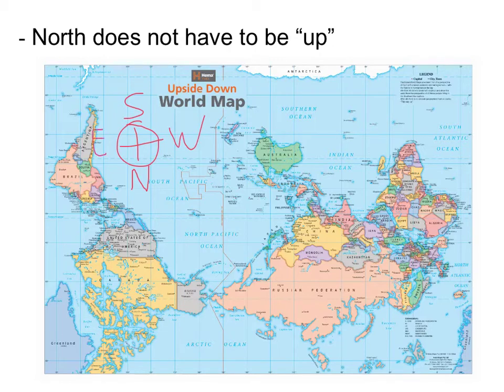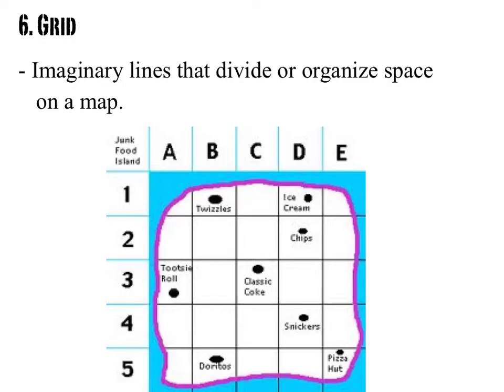So you have to pay attention to your compass rose, especially when it's a peculiar map or a large scale map, which is the name for a map that only covers, say, a small amount of territory, like, say, the middle of Mongolia. Next up is the grid, the G part of Tall Dogs. These are the imaginary lines that divide or organize space on a map. They help you find things wherever you are on a map.